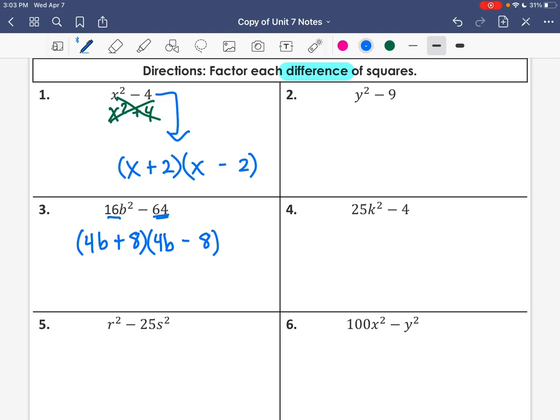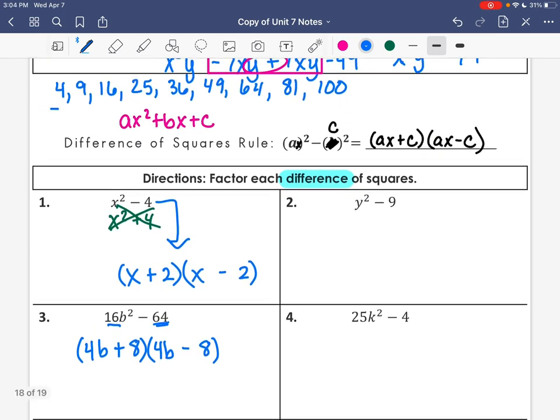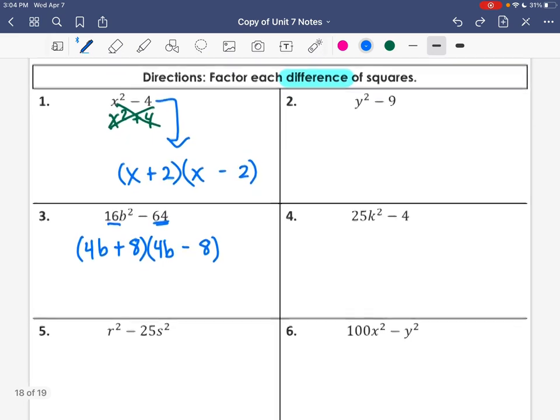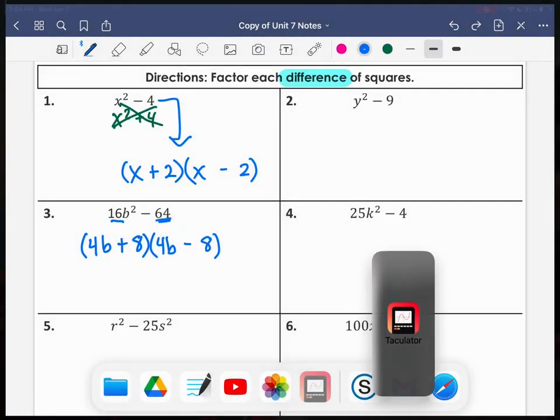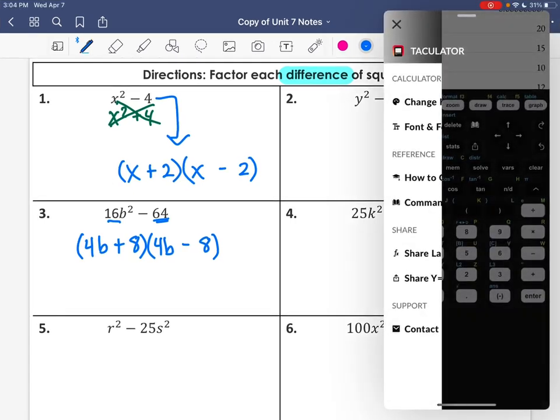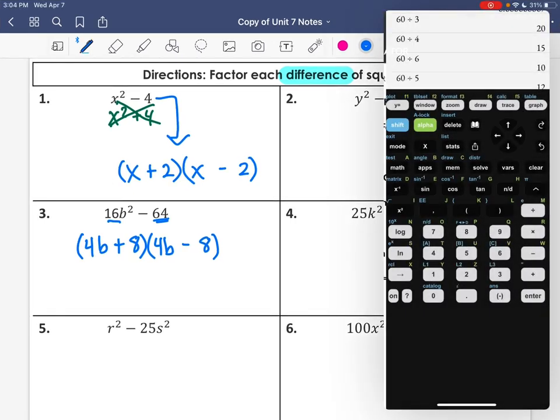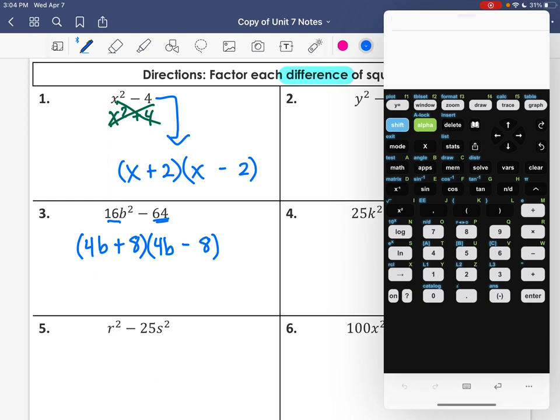If you feel like you have a difference of squares, but you can't remember these guys that we talked about, then you can do this in your calculator. So let me pull my calculator up real quick and show you. That is not what I wanted to do. So you can do the square root. So you're going to do second and then x squared. Notice that right here, there is a little square root symbol.